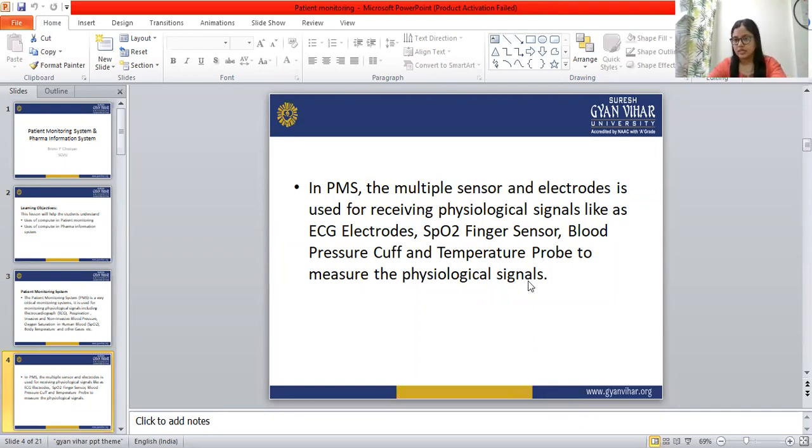When we are using the computerized patient monitoring, we are using multiple sensors and electrodes to receive the physiological signals from the patient, like ECG electrodes, oxygen saturation finger sensor, blood pressure cuff, and temperature probe, to measure the physiological signals. So these all are the computerized patient monitoring system.